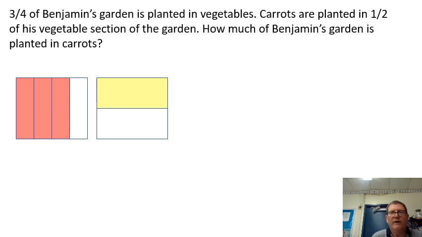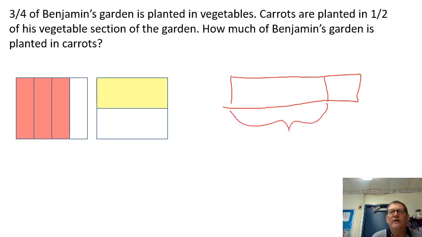Okay, on this one, let's go ahead and get our tape diagram ready. On this one, it says 3/4 of Benjamin's garden is planted in vegetables. Okay, so we're going to go ahead and do 3/4 of it right here. And that's 3/4 vegetables. Okay. Carrots are planted in half of his garden. So half of this, 1/2 of it are carrots. And that's half of the 3/4.